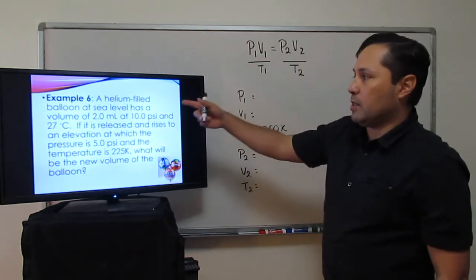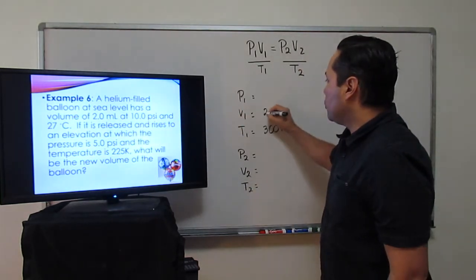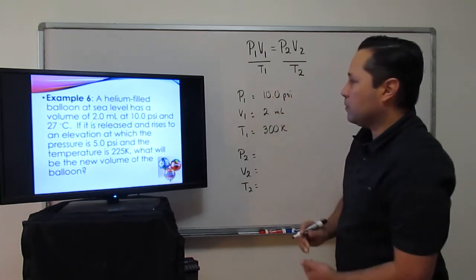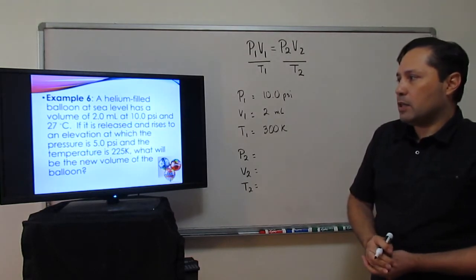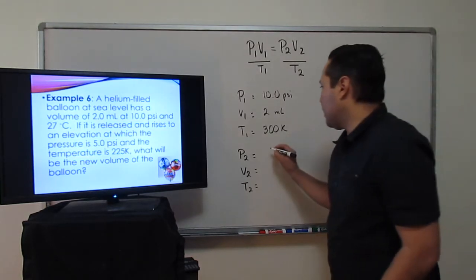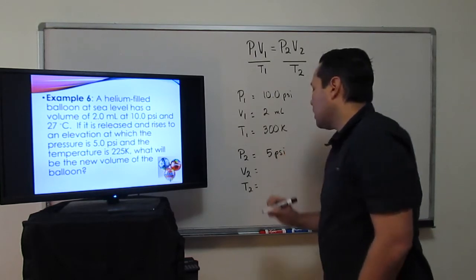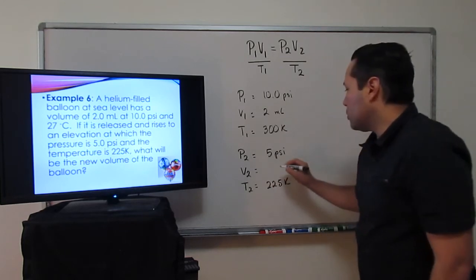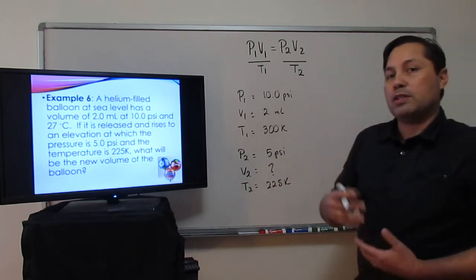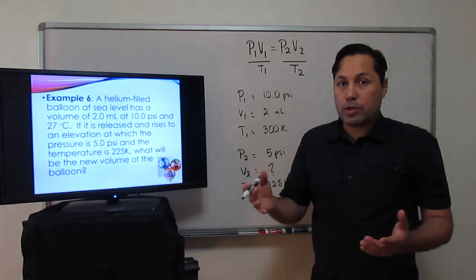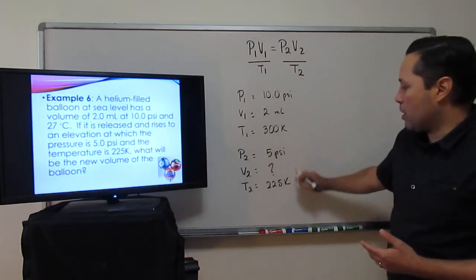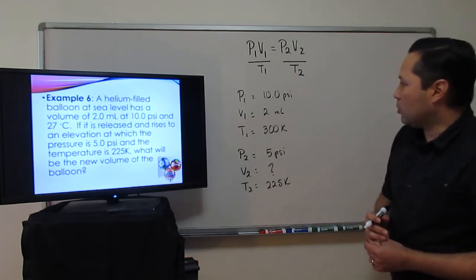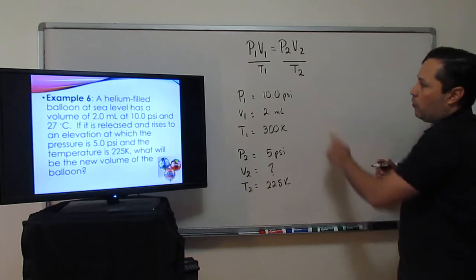So the helium-filled balloon is at sea level and has a volume of 2 milliliters and a pressure of 10 psi. And next, they change the pressure to 5 psi, and the new temperature is 225 K. So I want to know what will happen to the volume. We're decreasing the pressure and we're also decreasing the temperature, from 300 down to 225 and from 10 psi to 5 psi.